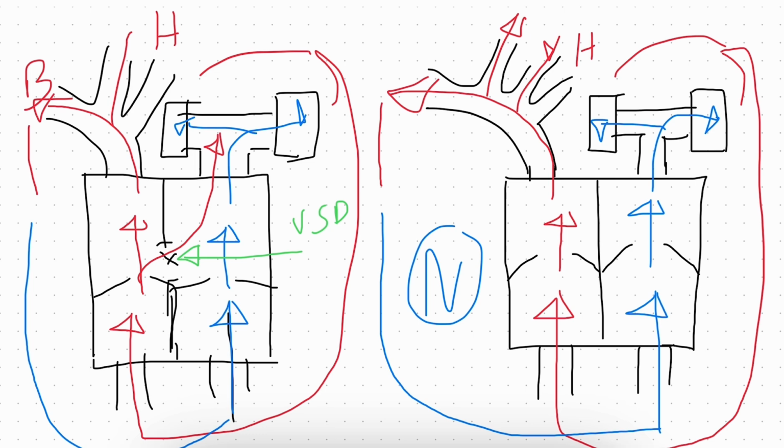But the second thing is, because blood that should have gone to the body goes to the lungs, the body doesn't get enough oxygen and nutrients, and the child just doesn't grow, so not putting on weight. So the end result is a child who doesn't grow well, doesn't put on weight well, and tires easily, and has frequent chest infections. So this is the problem.